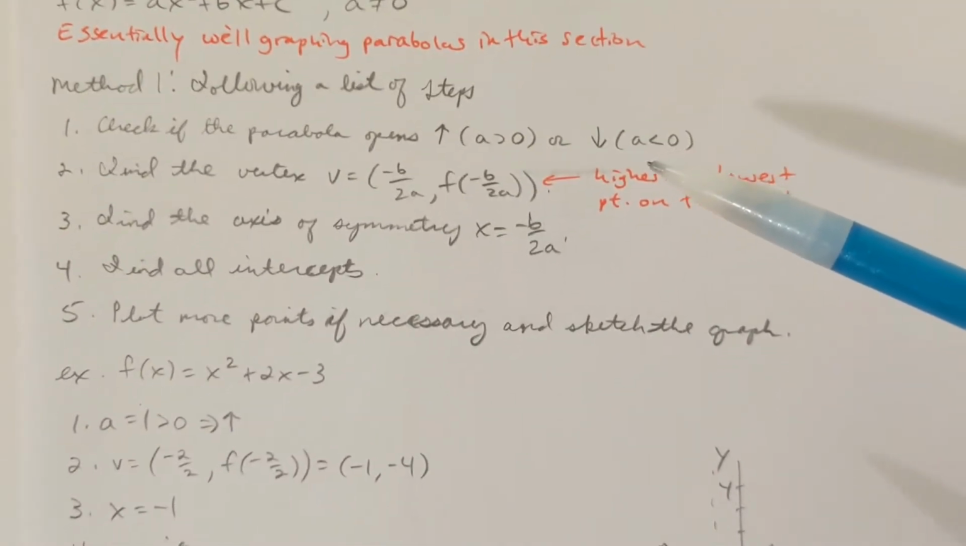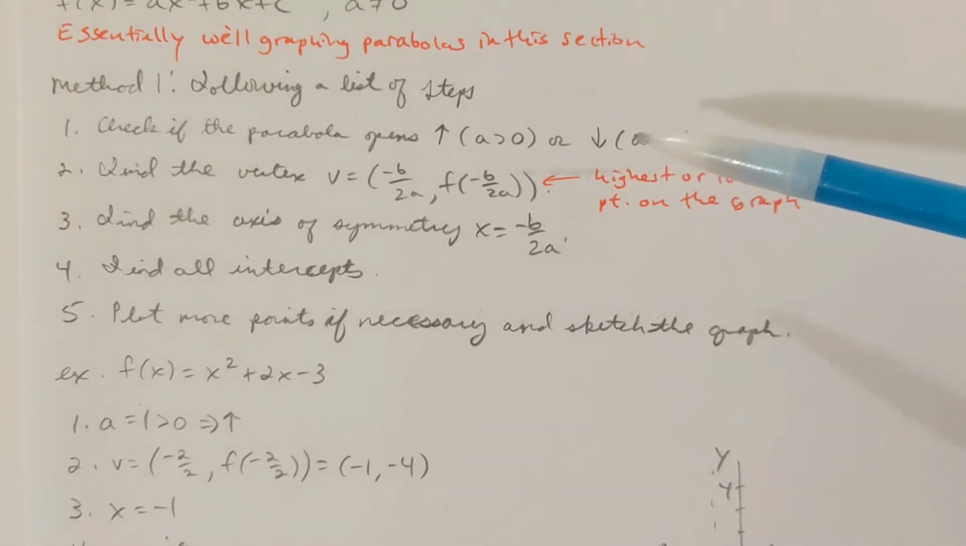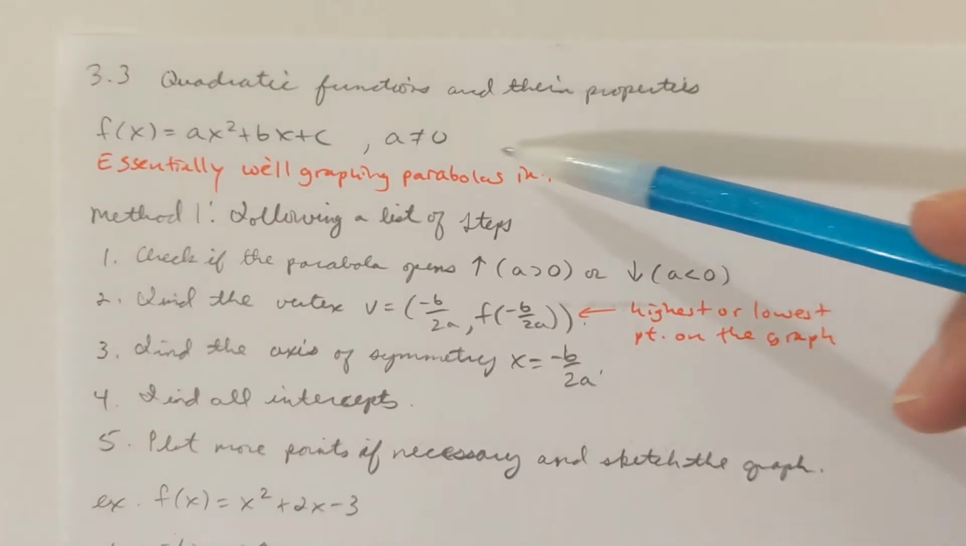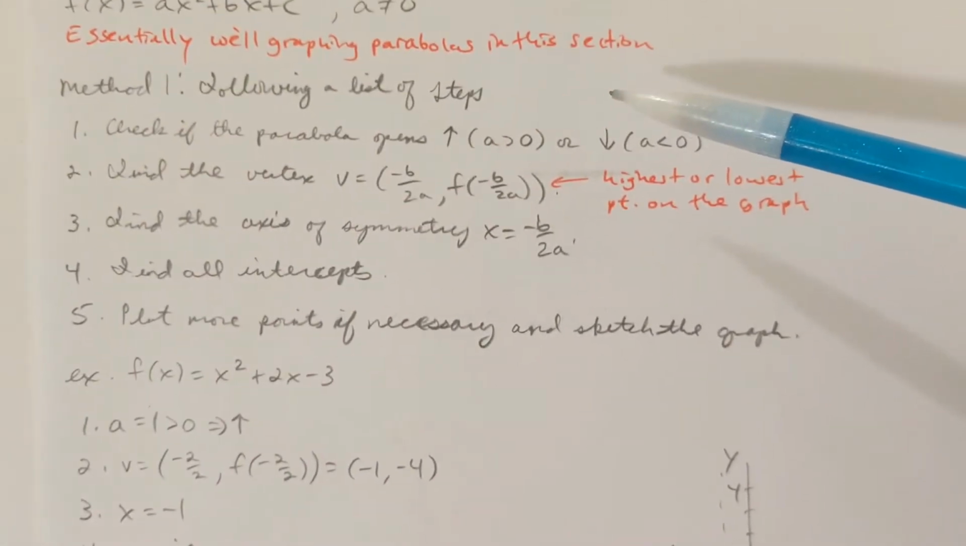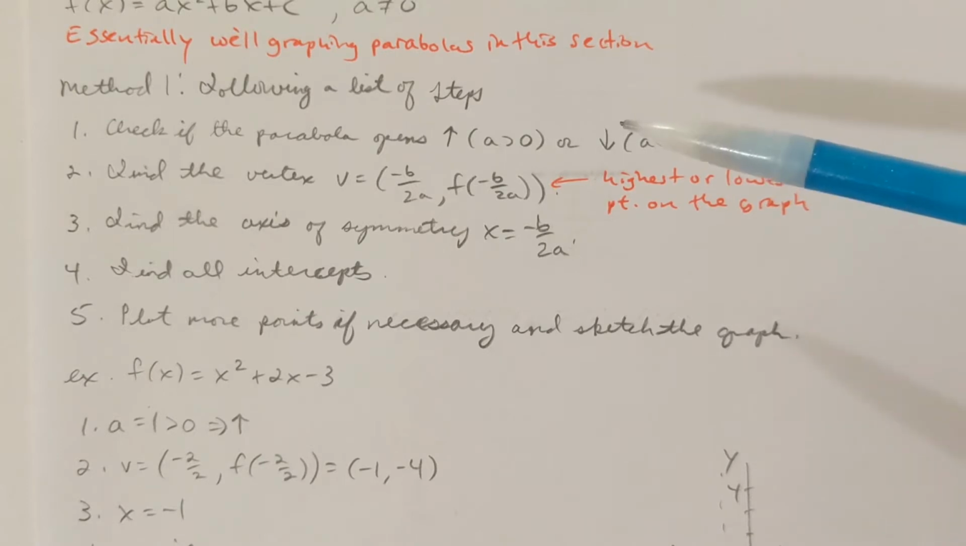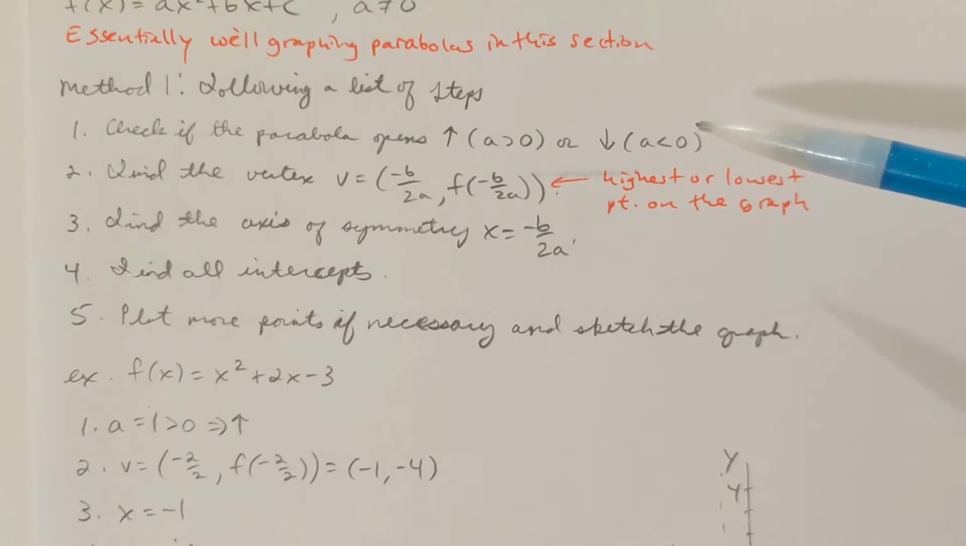Two methods for graphing a parabola. Method 1, we're going to follow a list of steps. Step 1 is to check if the parabola opens up. A is positive if it opens up, or A is negative if it opens down. A can't be 0, remember. Step 2, find the vertex. V equals the point negative b over 2a and f of negative b over 2a. This is the highest or the lowest point on the graph.